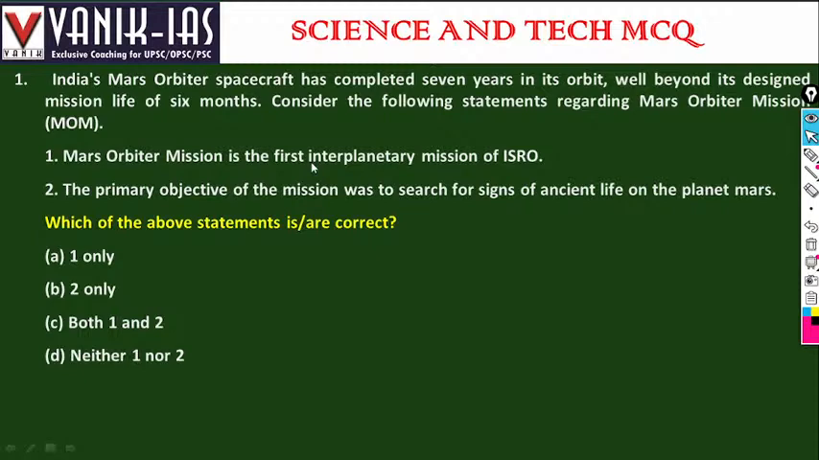India's Mars orbiter spacecraft has completed 7 years in its orbit, well beyond its design mission life of 6 months. Consider the following statements regarding Mars Orbiter Mission, MOM. Mars Orbiter Mission is the first interplanetary mission of ISRO.